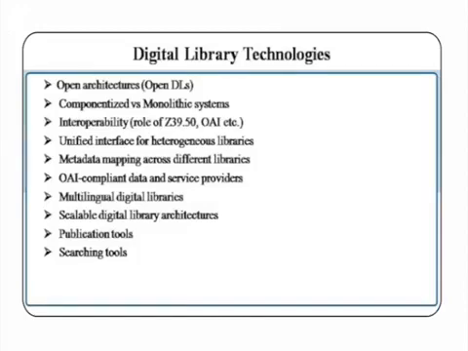So OAI compliant data and service providers: while building itself, we decide that we have to use standard supporting software which is OAI compliant. Then multilingual digital libraries, as a lot of regional content is coming. So support for multilingual formats is required in the new technologies. Scalable digital library architectures: over a period of time, we need to extend the technology which is available to future technologies, so it should be scalable. And publication tools and search and indexing tools are some of the technologies to be discussed with digital libraries.